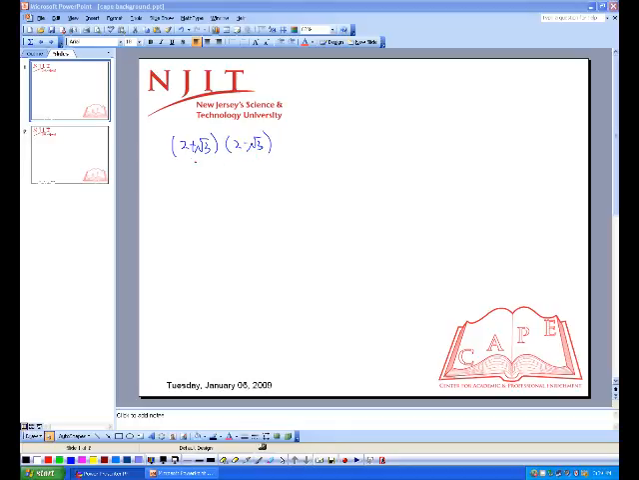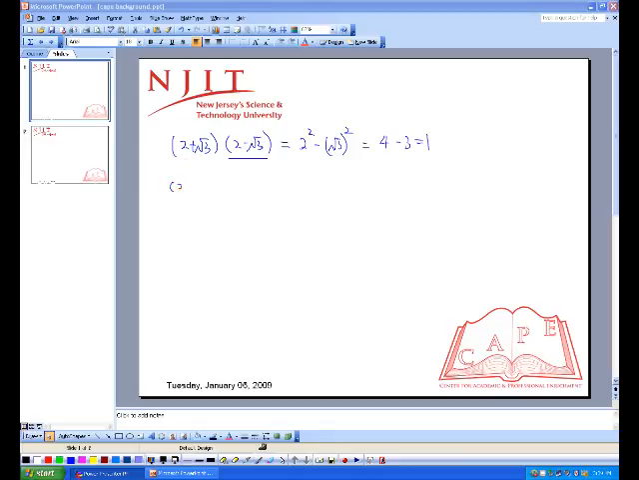Because if you multiply this by that, you can use the special product formula, which is 2 squared minus square root of 3 squared. Right? So this gives you 4 minus 3, which is equal to 1. Okay? So the conjugate of 2 minus square root of 3 is 2 plus square root of 3.